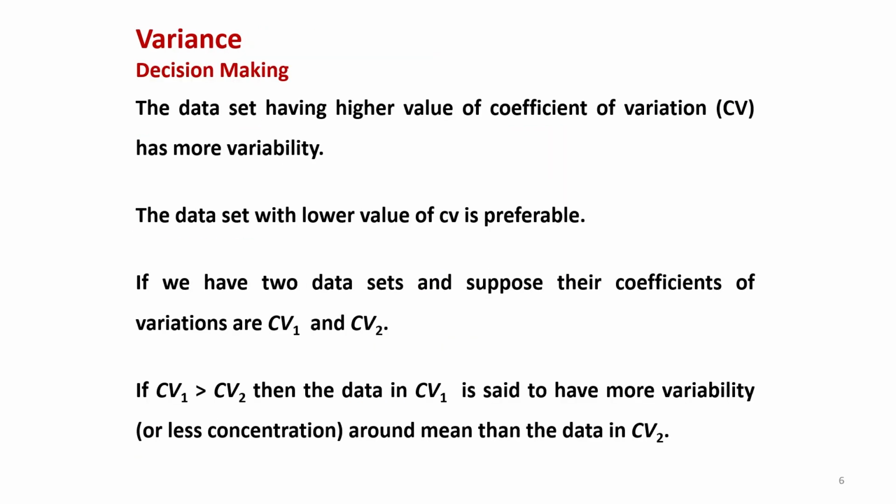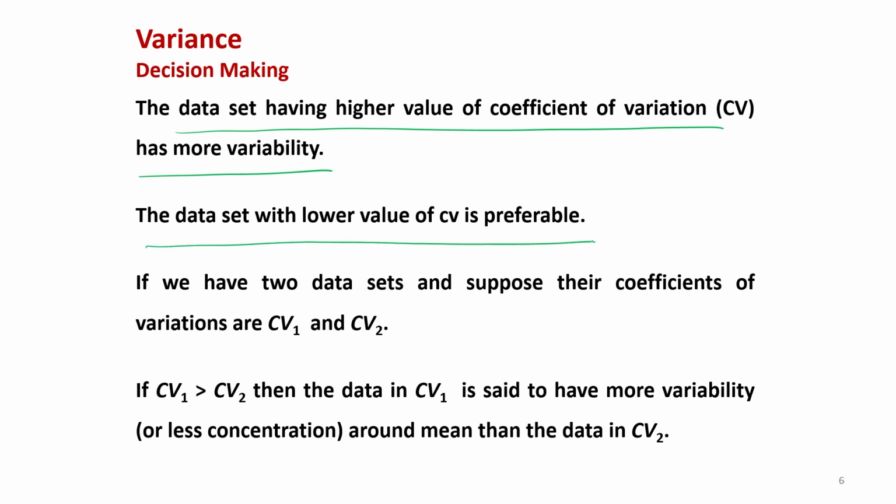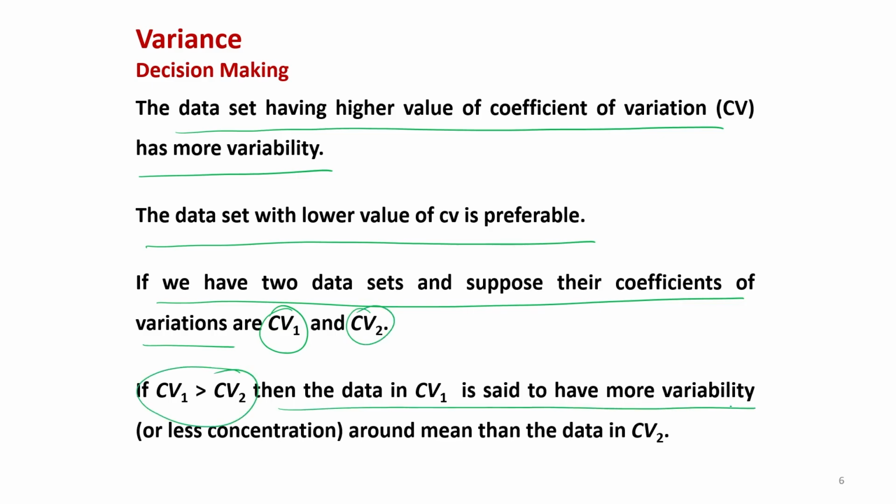So, the decision making goes like this. The data set having a higher value of coefficient of variation is considered to have more variability, and the data set with a lower value of CV is preferable. So, if we have two data sets and we compute their coefficients of variation as, say, CV1 and CV2, then if CV1 is greater than CV2, the data in CV1 is said to have more variability, or less concentration around the mean, than the data set which was used to compute CV2, right. So, that is the idea.